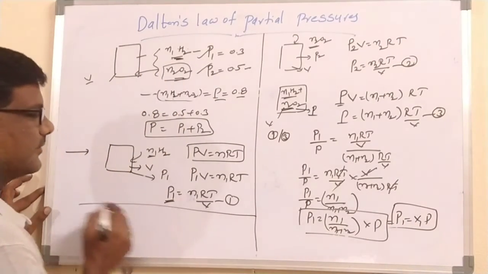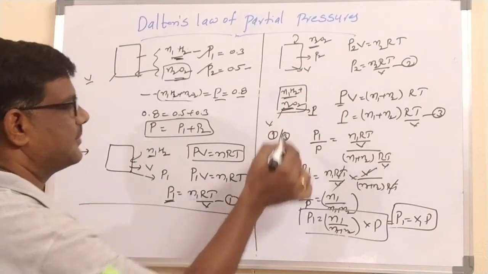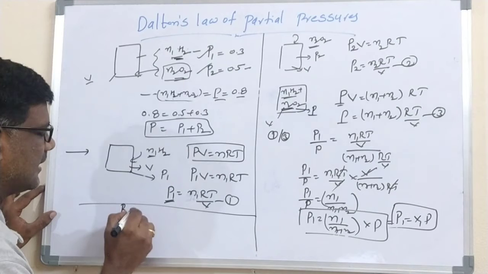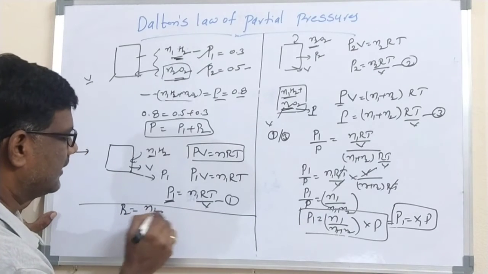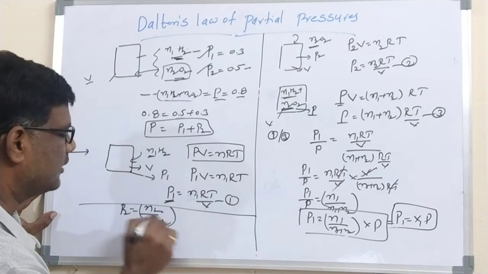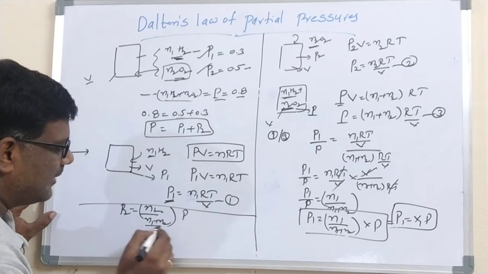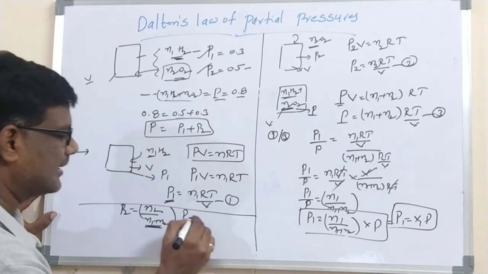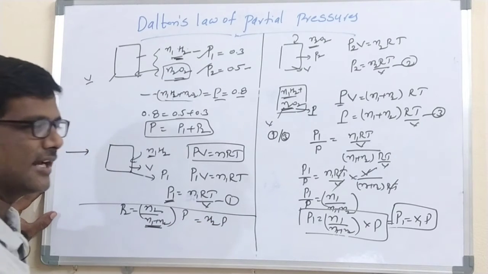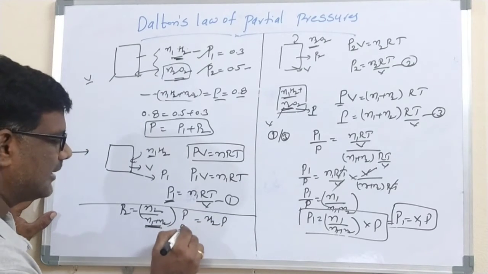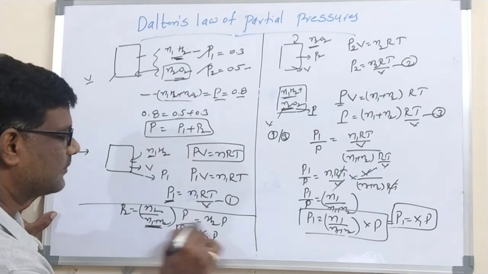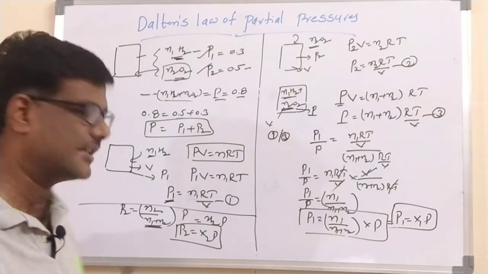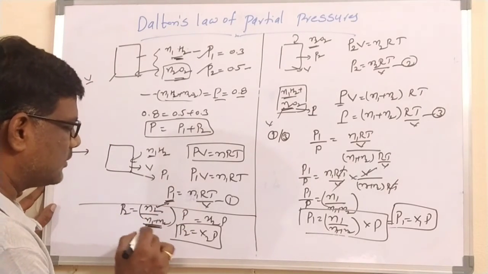For example, in order to calculate the P2 value with respect to total pressure, what do you have to divide? 2 divided by 3. Ultimately, what will you get? P2 is equal to N2 divided by N1 plus N2 into the total pressure. Here N2 by N1 plus N2 is the number of moles of the second gas to the total number of moles, which is called the mole fraction of the second gas. Ultimately P2 is equal to X2 into P. X2 is called the mole fraction of the second gas. What is the mole fraction of the second gas? The number of moles of the second gas by the total number of moles.